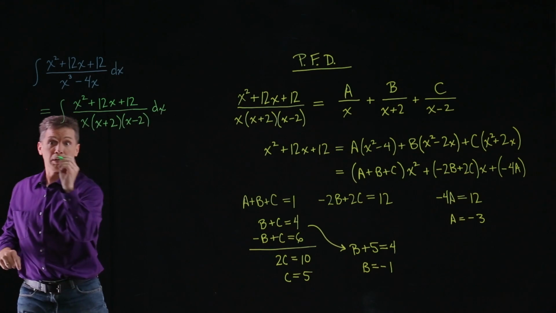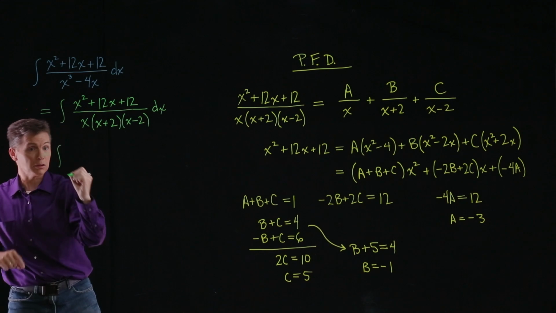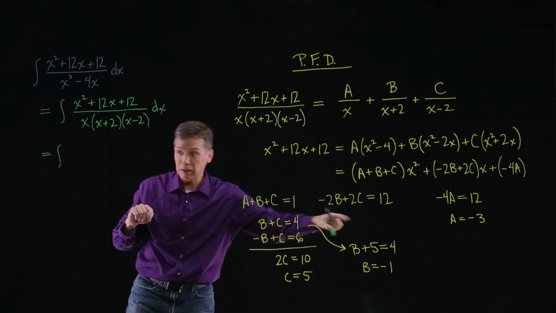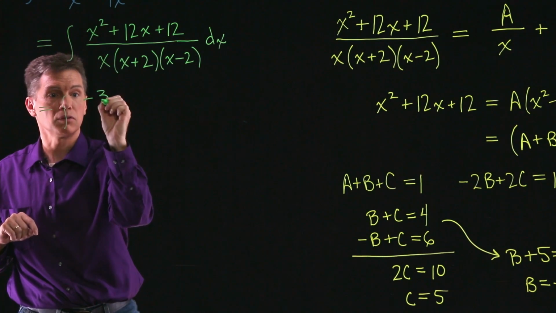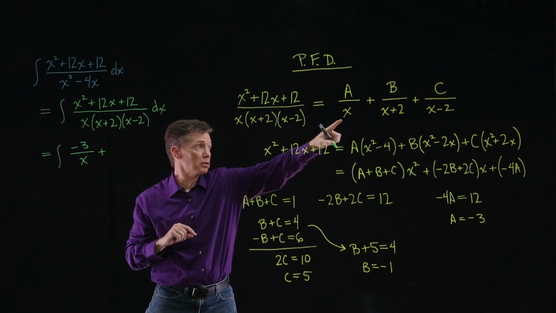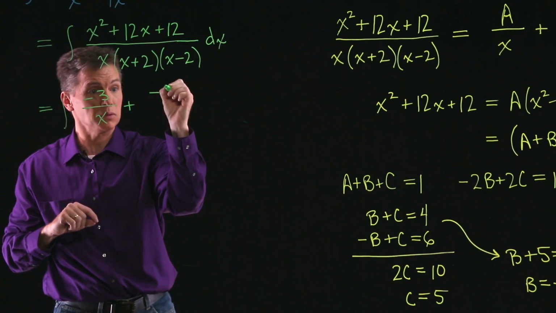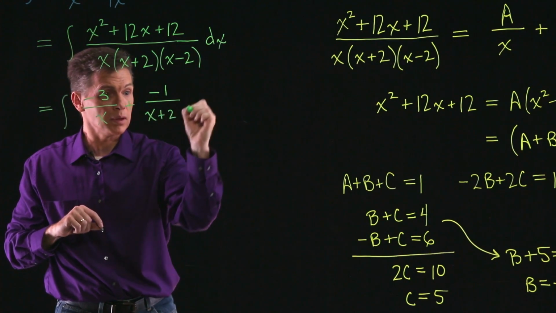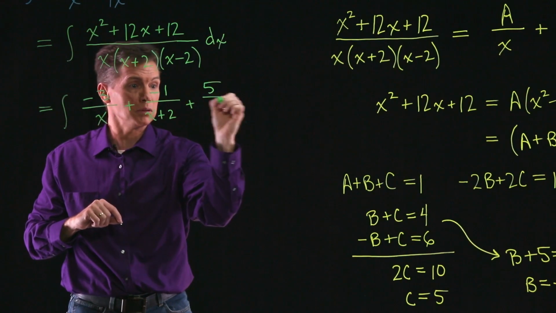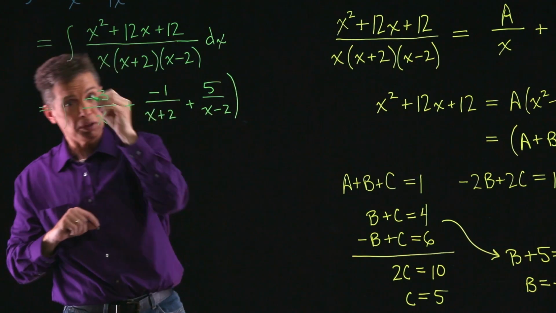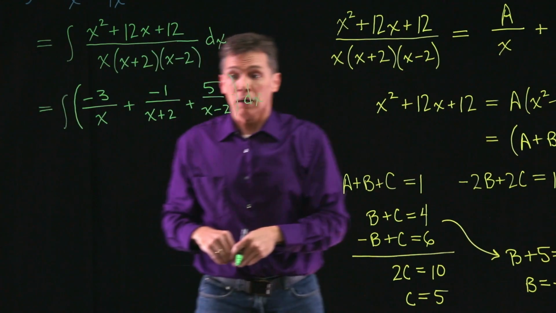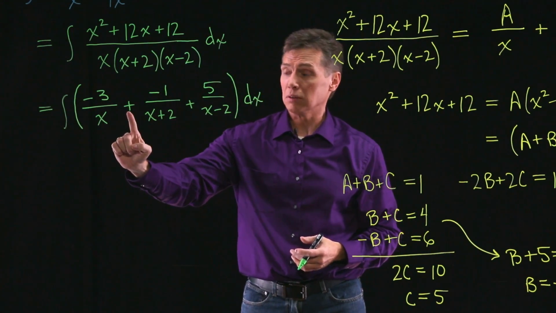All right, using all of this work, I can now rewrite this integral as the integral of, and I've got my right-hand side of the equation over here, a over x, but I know my a is -3, so -3 over x, plus b over x plus 2, but my b is -1, so -1 over x plus 2, plus c over x minus 2, but my c is 5, so 5 over x minus 2. Let's put a nice set of parentheses there to keep it all together, because it all is still the integrand.